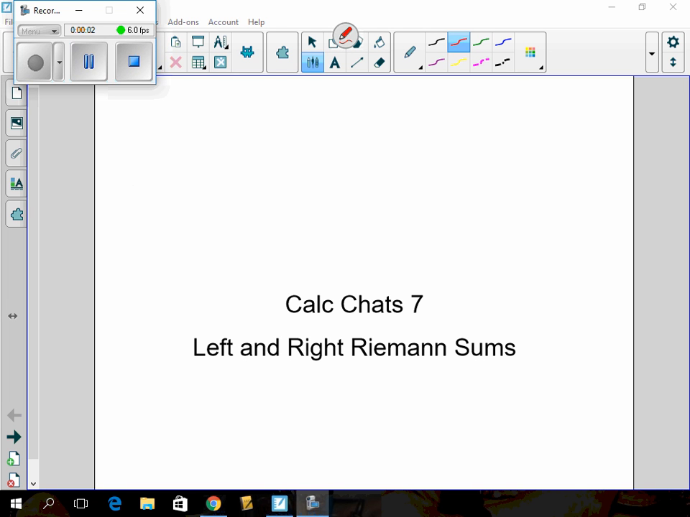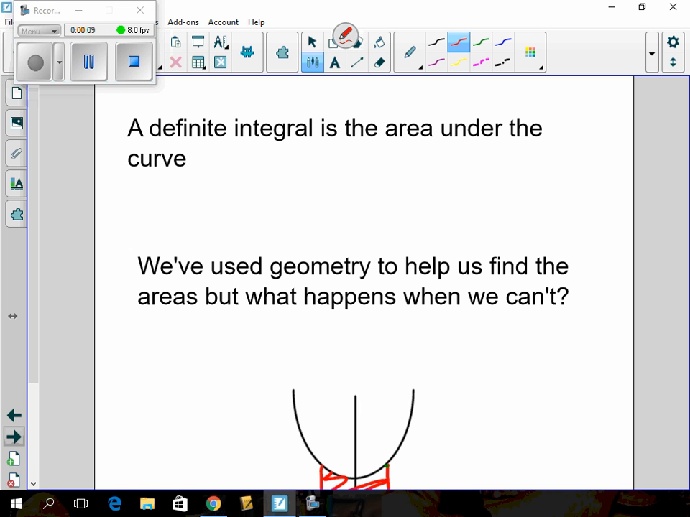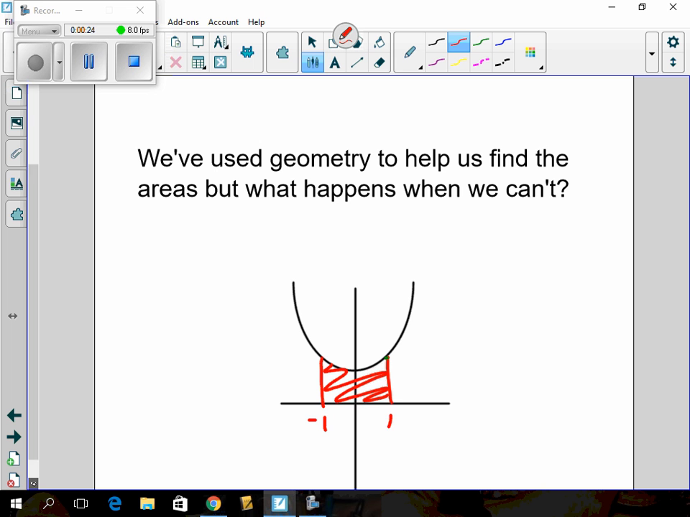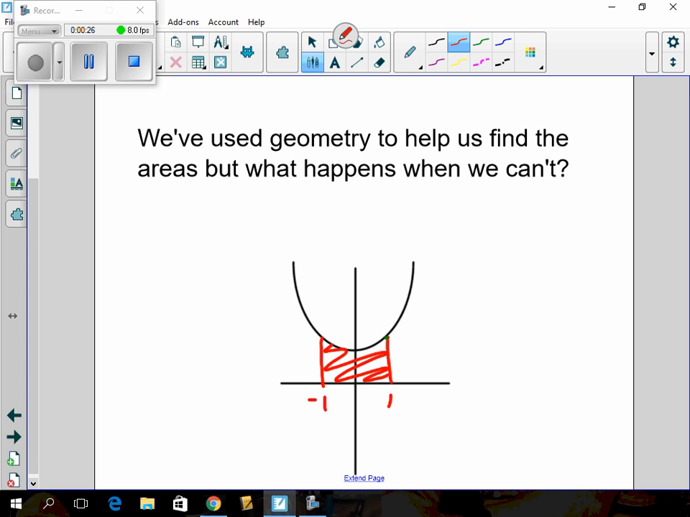Calc Chats number 7. Today we're going to talk about left and right Riemann sums. So far we've discovered that a definite integral is the area underneath any given curve. We've been able to use simple geometry to help us find these areas, but we're going to be faced with some scenarios where it's not always an easy geometry formula that we can use.